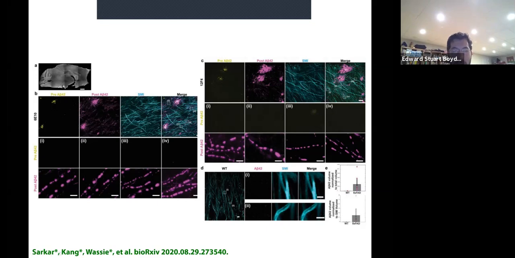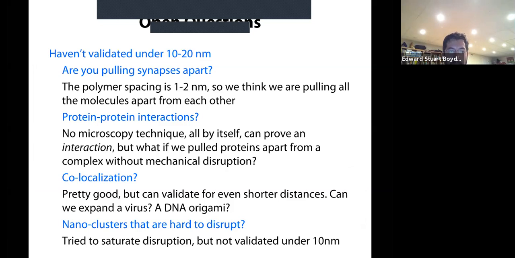So to summarize, we can expand objects and do nanoimaging. This allows us to do nanoimaging on regular microscopes that you already probably have access to. But importantly, we also are able to decrowd proteins for better staining, making invisible features into visible ones. There are many things we have not validated. We cannot have validated things that are invisible.